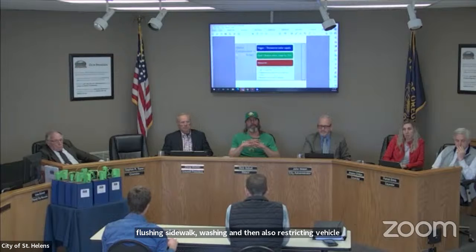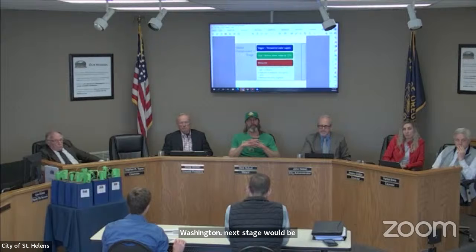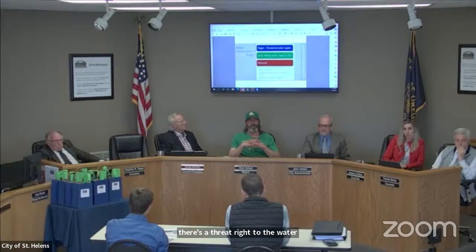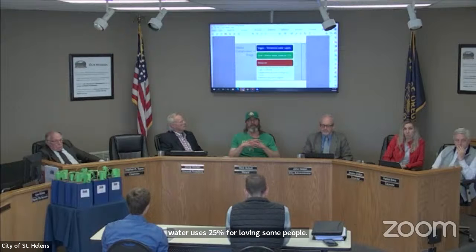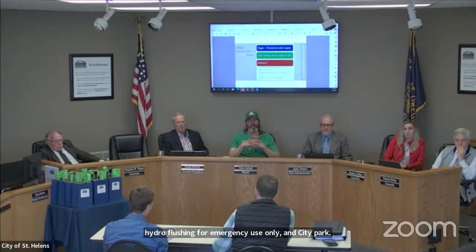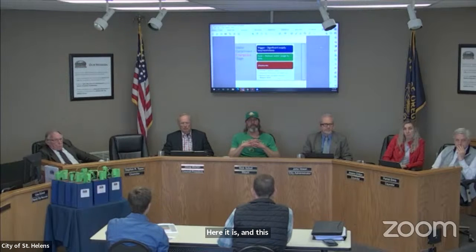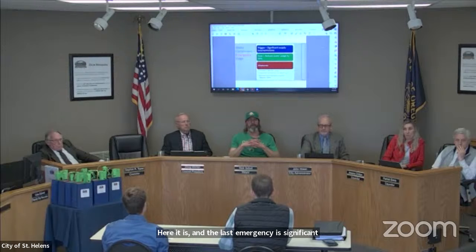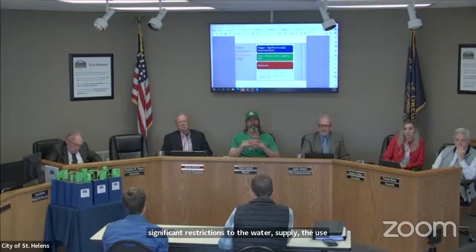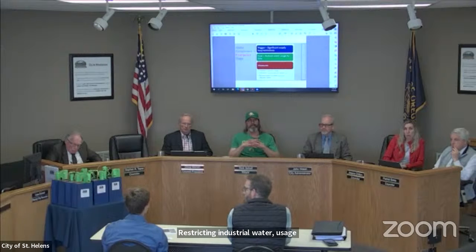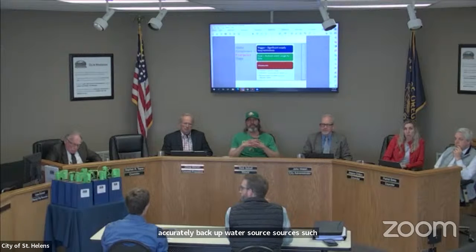The next stage would be critical. This is if there's a threat to the water supply and we need to reduce water usage by 25%. So limiting swimming pool usage, hydrant flushing for emergency use only, and restricting city park irrigation. And the last, in the event of an emergency, if there are significant restrictions to the water supply, reduce it by 50%, prohibiting all irrigation usage, restricting industrial water usage, and also activating backup water sources such as the Bayport well.